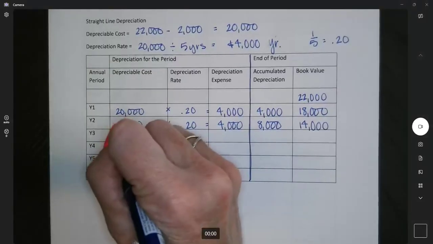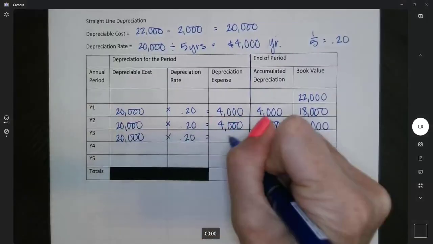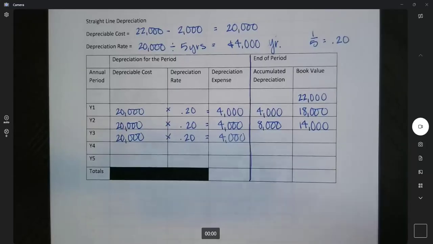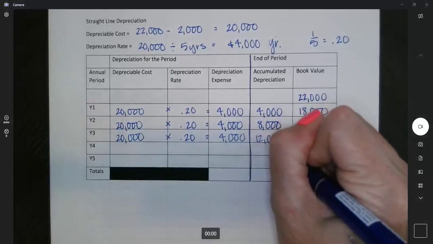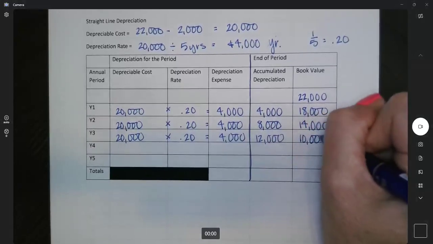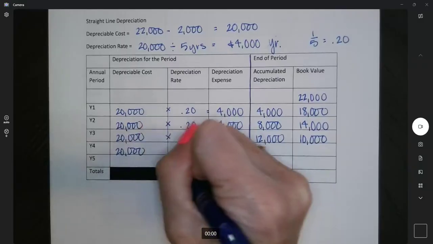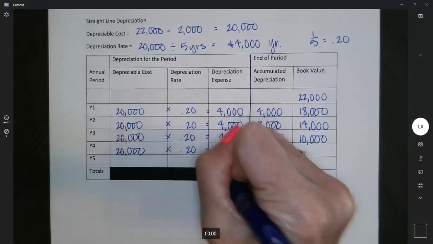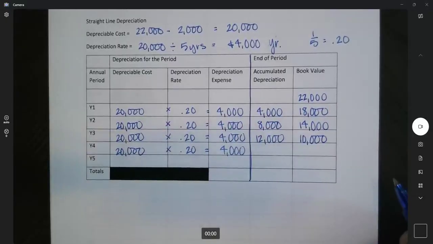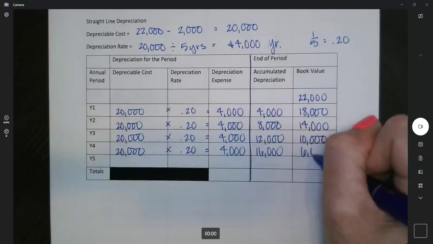In year 3, same thing happens over here. 20,000 times 0.2 is 4,000. Accumulated depreciation will increase by 4,000, so that's now 12,000. Book value will decrease by 4,000, so that's now 10,000. Year 4, same scenario on the left. 20,000 times 0.20 is 4,000. Accumulated depreciation grows again, 4,000, so now it's 16,000. And the book value is down to 6,000.